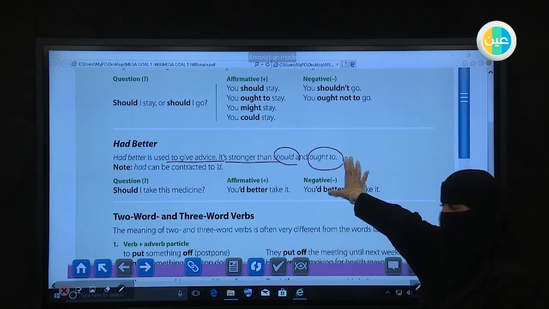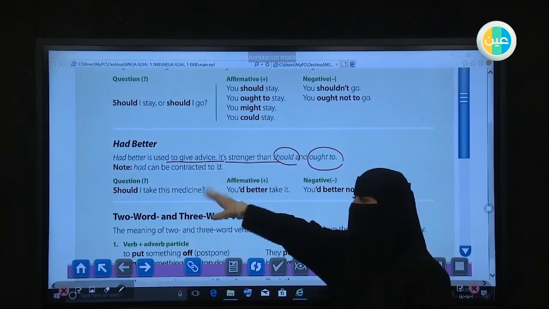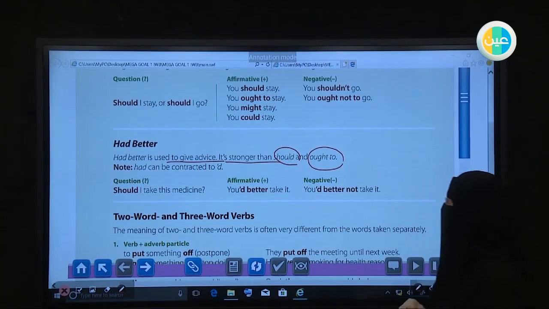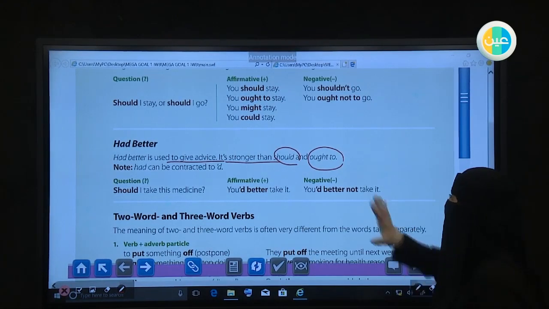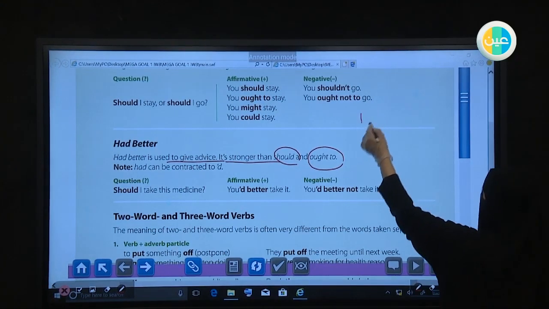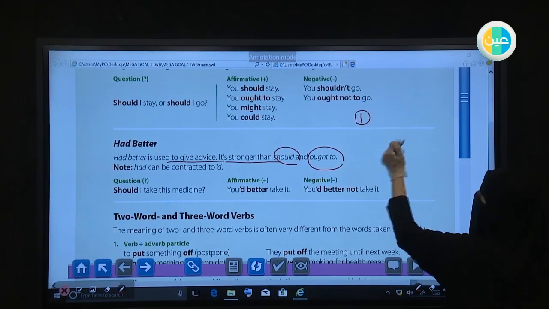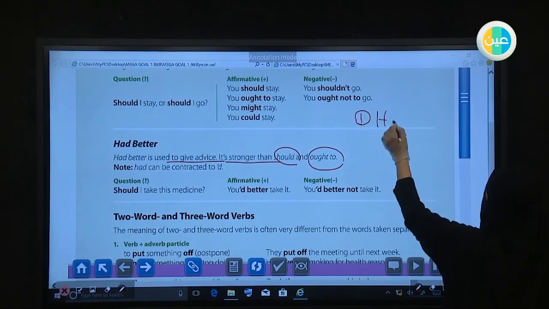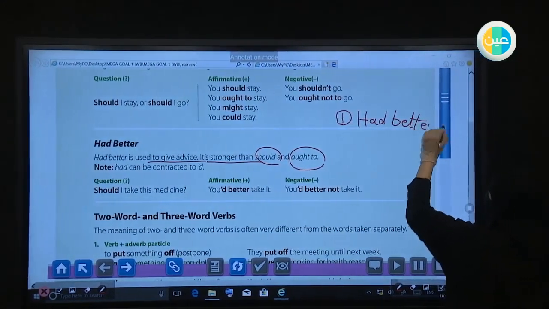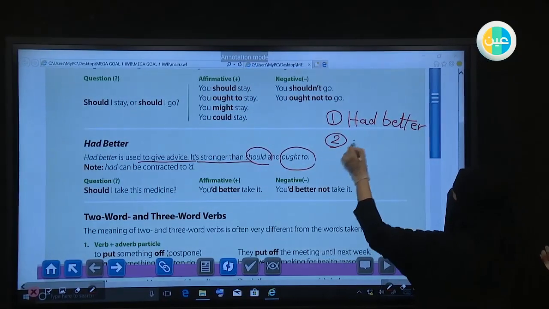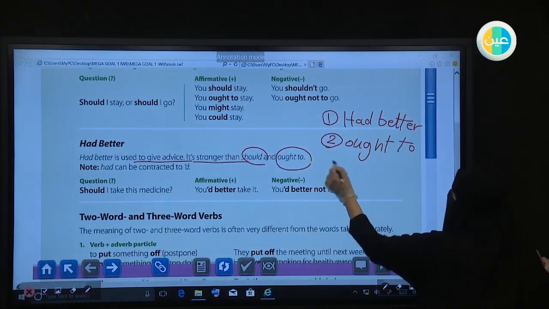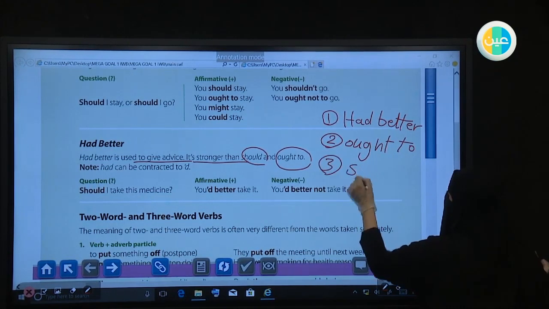Be careful about that. They told us that had better is stronger than ought to and should. If we want to arrange it again, we can say number one, the strongest one, is had better. Number two, ought to. And number three, should.